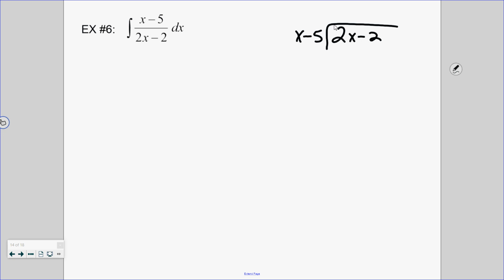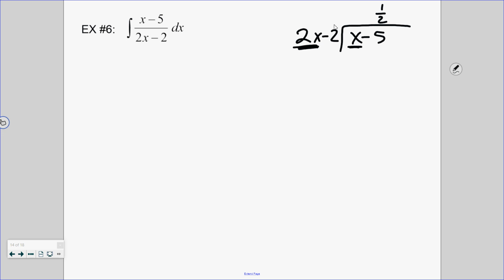We're going to divide x minus 5 by 2x minus 2. I started to think about partial fractions and write the 2x minus 2 first. So 2x minus 2 into x minus 5. So what we do, remember, is how many times does 2x go into x? In other words, 2x times what gives me exactly x, and that would be 1/2.